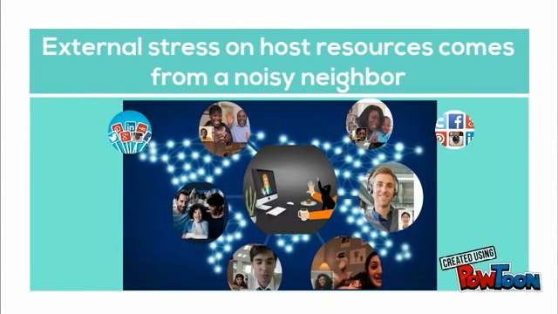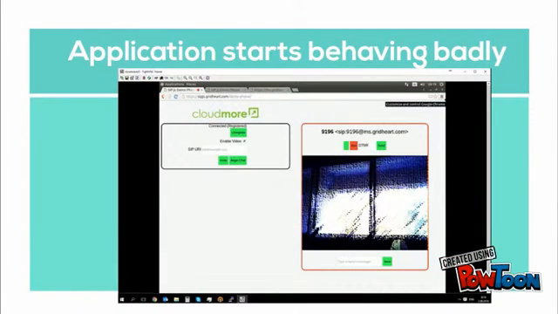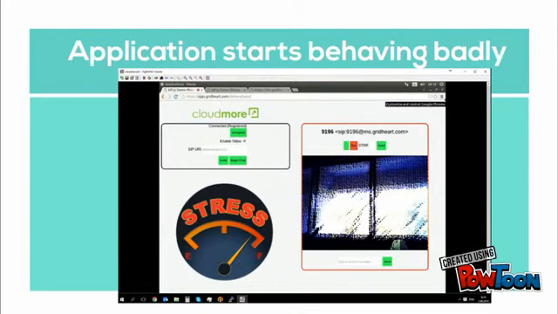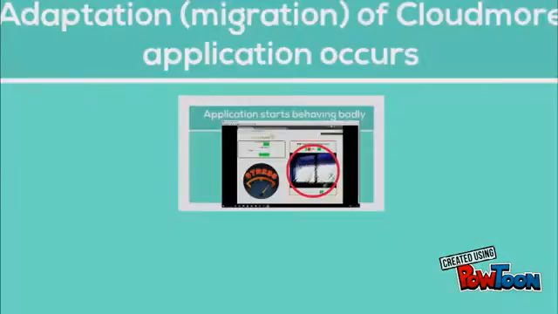Unfortunately for the CloudMore app, after some time another application co-hosted on the same physical server starts to consume a large amount of resources such as CPU or bandwidth. This noisy neighbor is now interfering with the behavior of the CloudMore application, causing it to starve for bandwidth. This results in a high amount of jitter in the streamed video image, which means poor video quality for the end user. This triggers the CloudMore enactment point.